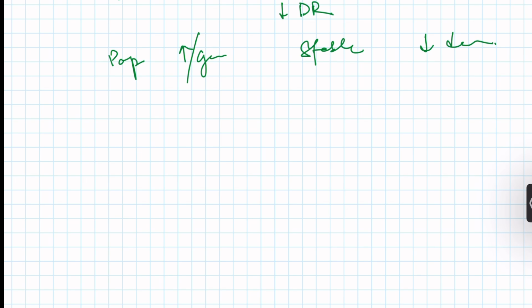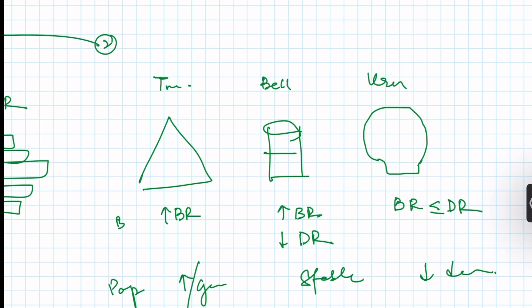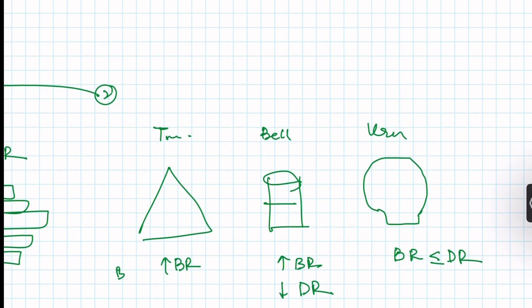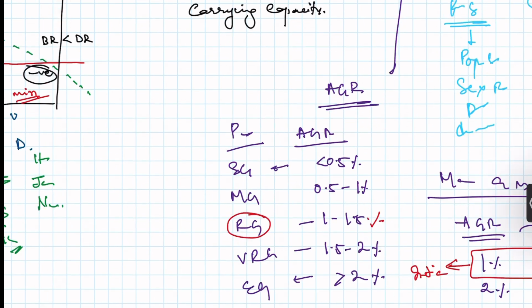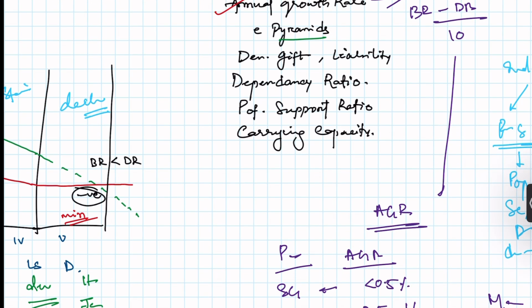Now what is the use of this population pyramid? The population pyramid is actually used to study the age and sex structure of a population, also in cases when there is a high rate of female infanticide. So we have completed these age pyramids. Okay, age pyramid. Then let's see what is demographic gift, liability, and dependency ratio.